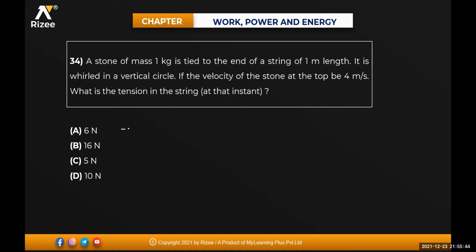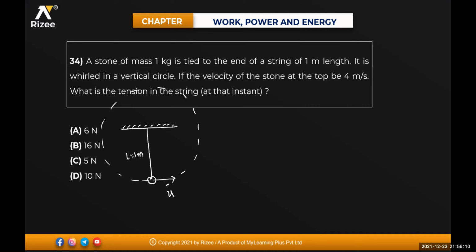Okay. So we got a condition right now here. A stone of mass 1 kg is being tied to one end of the string of length L equal to 1 meter. It is whirled in a vertical circle. If the velocity of the stone at the top is 4 meters per second, what is the tension in the string at that instant? So it is making the vertical circular motion like this.